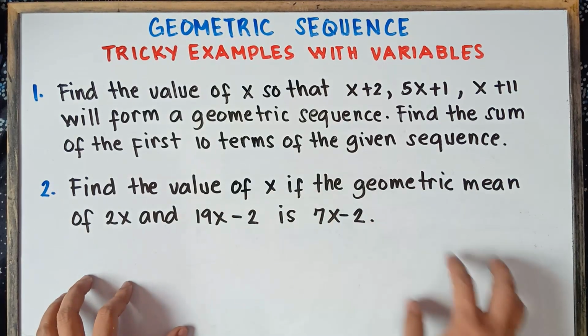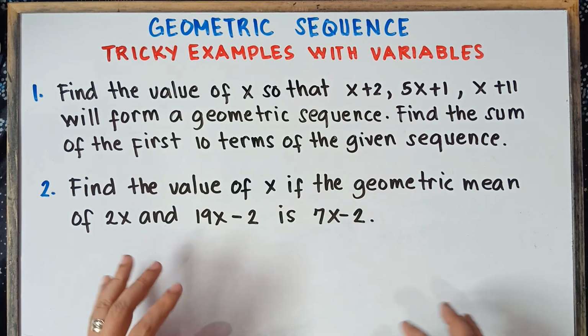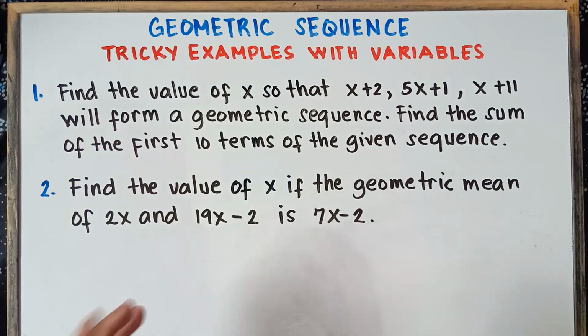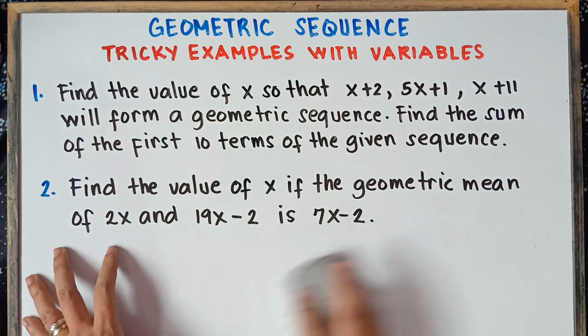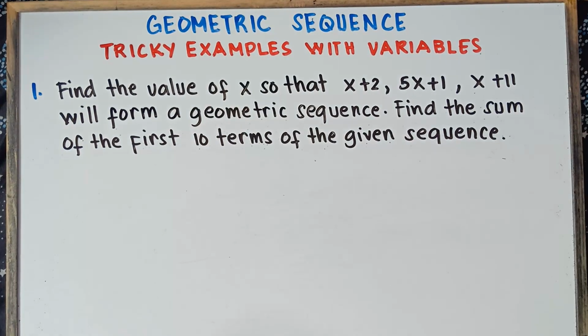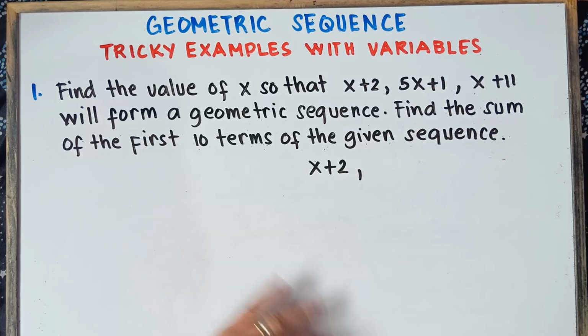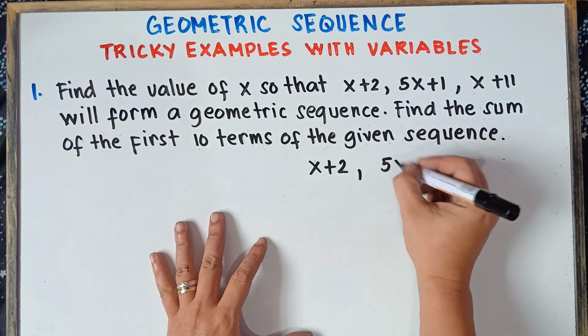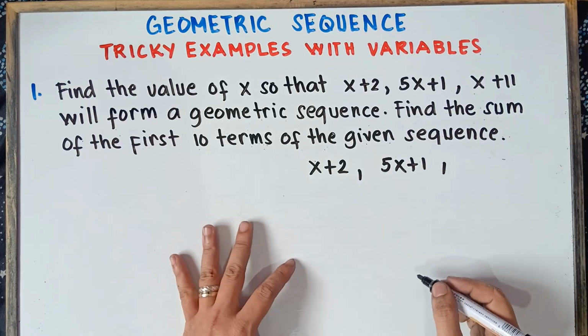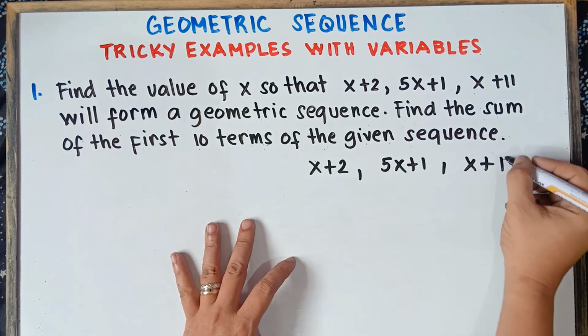Let me just erase number 2 because we don't have enough space, and then we will be focusing on number 1. Alright, so example number 1, our given: we have x plus 2 for our first term, our second term is 5x plus 1, then our third term is x plus 11.